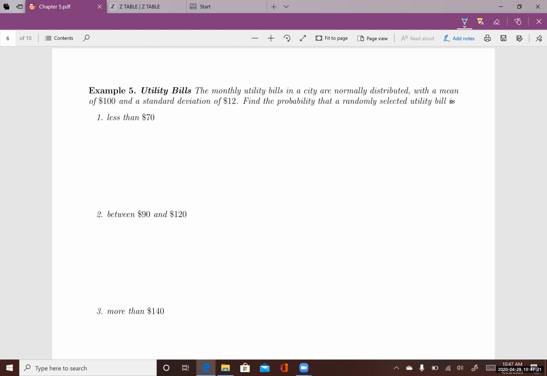All right. Let's go to the next example, utility bills. The monthly utility bills in the city are normally distributed. So we know that this continuous variable is normally distributed. That means we can use the normal distribution, the z table, the bell-shaped curve, to illustrate these distributions. With a mean of 100 and a standard deviation of 12. Dollars is the unit of this variable.